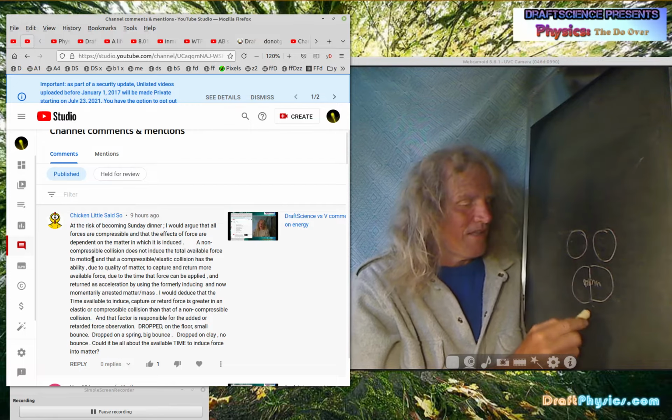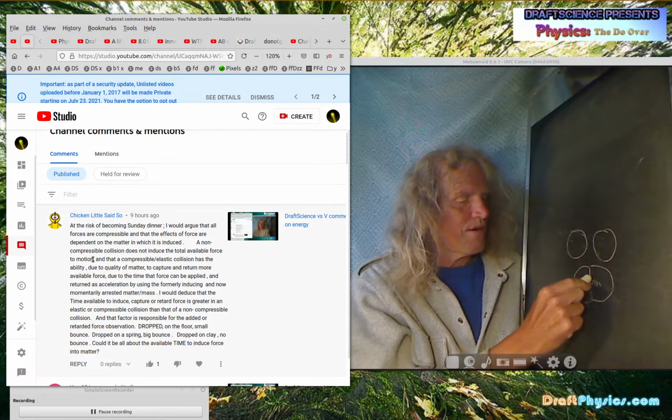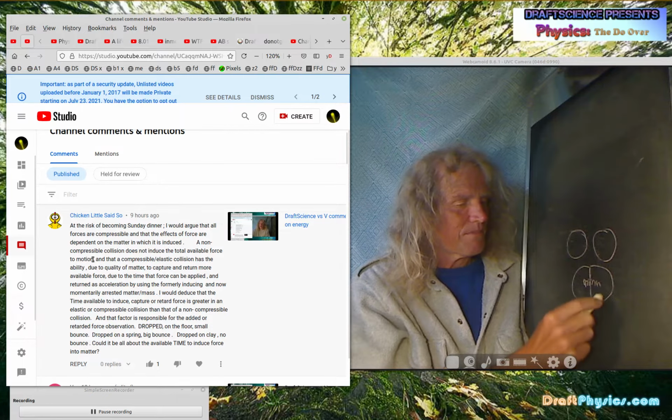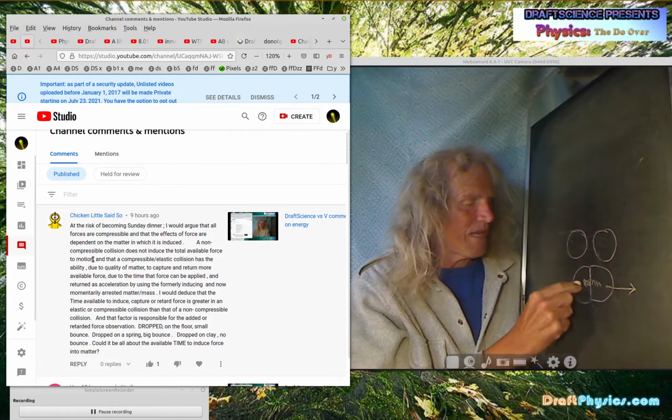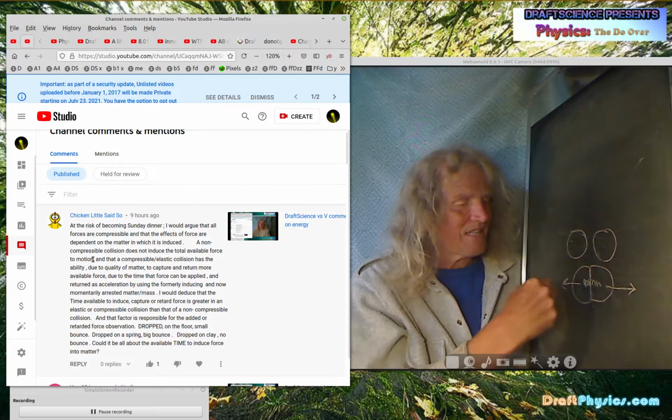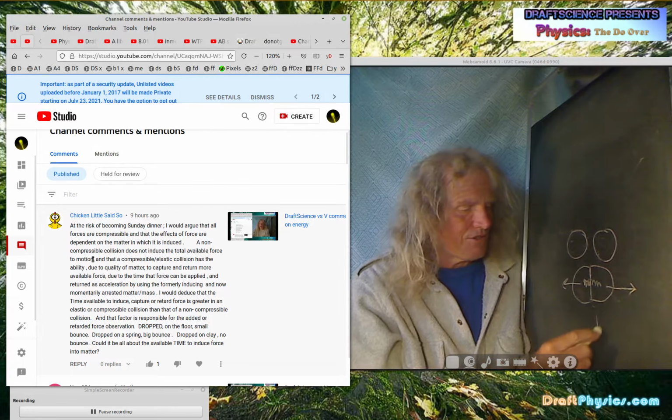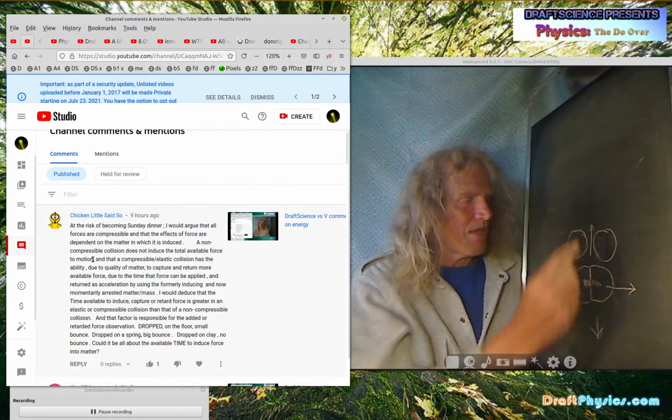Okay, so it's a storage device. So the energy is now stored in the reshaping of the object, but it will release the energy back in the same direction again. It'll stay on the same path. The energy doesn't go this way, and the energy doesn't go that way.